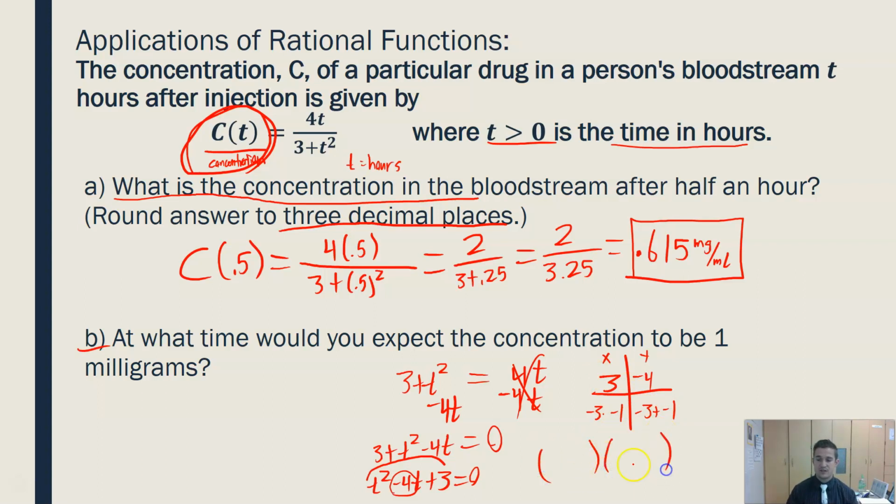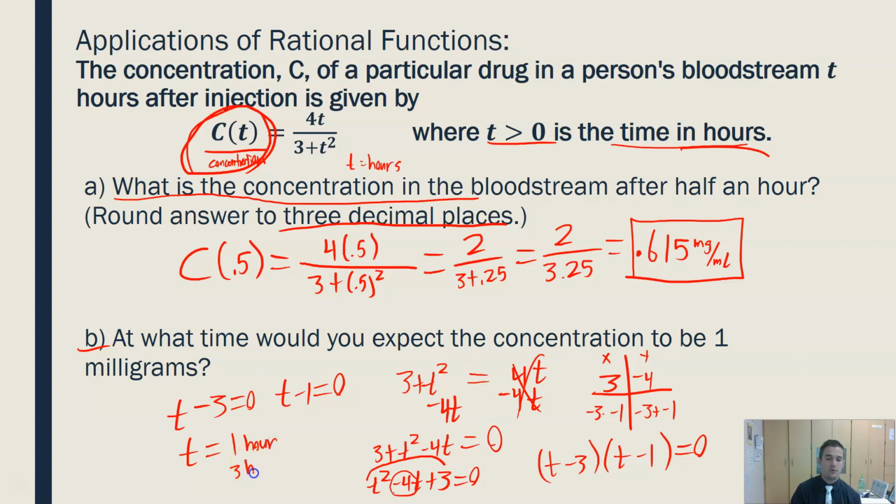So my factors here would be t minus 3 and t minus 1. t minus 3 times t minus 1 equals 0. Which would, when I set each of those values equal to 0, t minus 3 equals 0 and t minus 1 equals 0, I get times of 1 or 3. Sorry, not seconds. Our time is in hours. I get 1 hour or 3 hours.